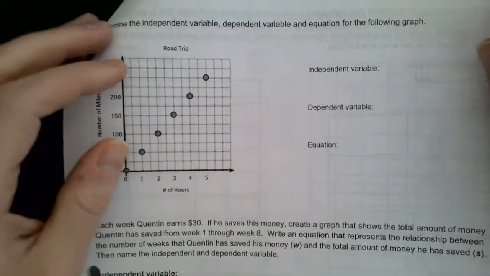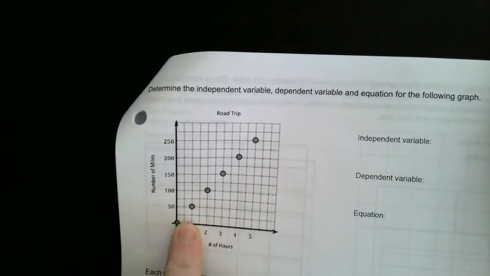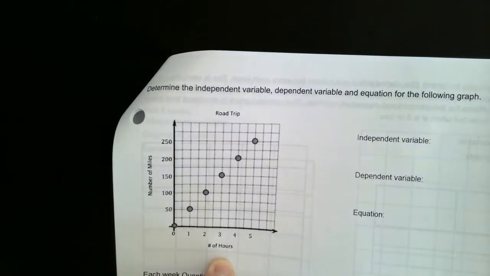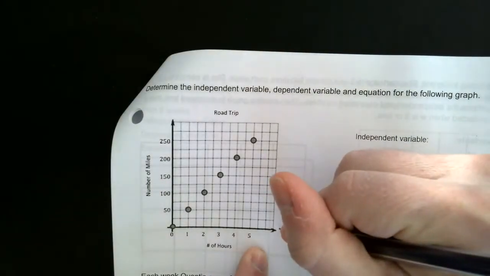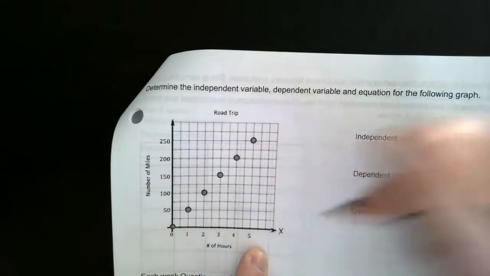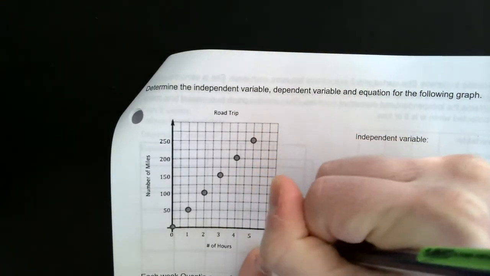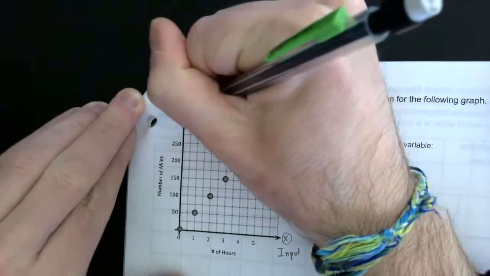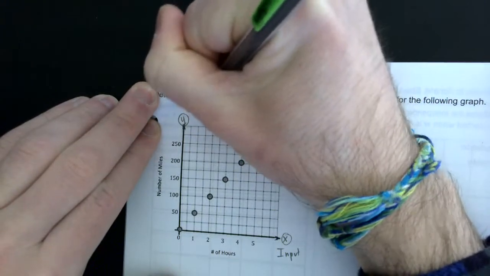Okay. We're going to start it off by just looking at a completed graph. You can see this is linear here. Let's take a look at the information we have here. We have number of hours, and we have number of miles. Now, remember, this is the x-axis, always the x-axis. So what goes in the x-axis is the input, always. The y-axis is up here. That goes vertically. What goes in the y-axis is always the output.